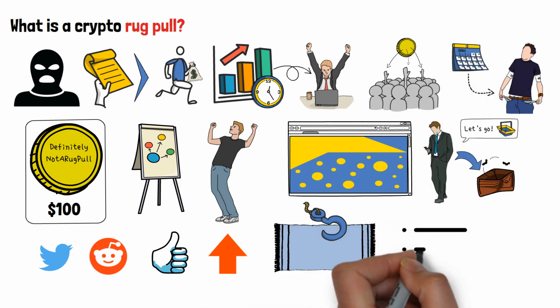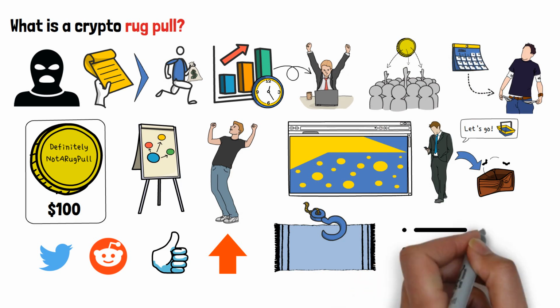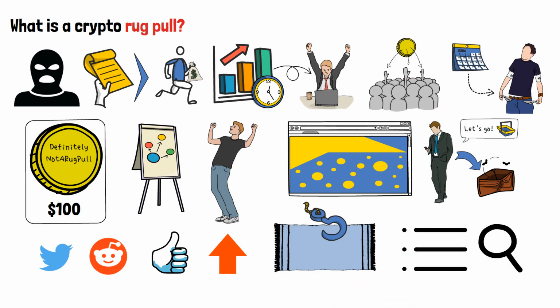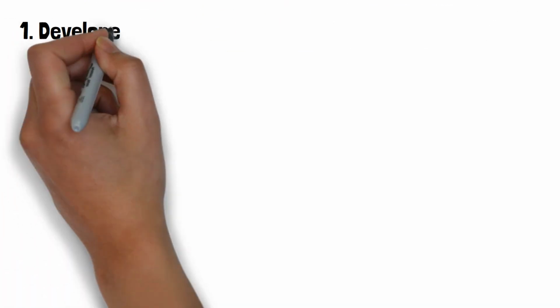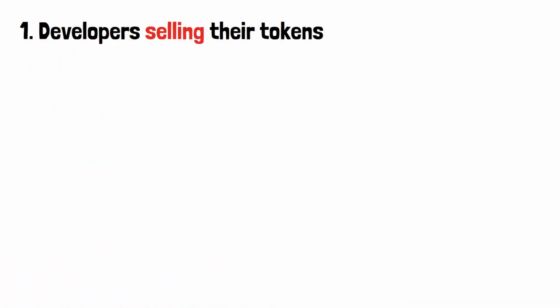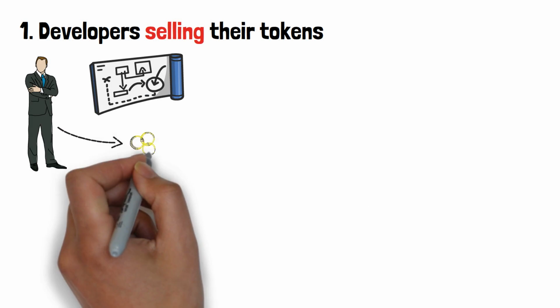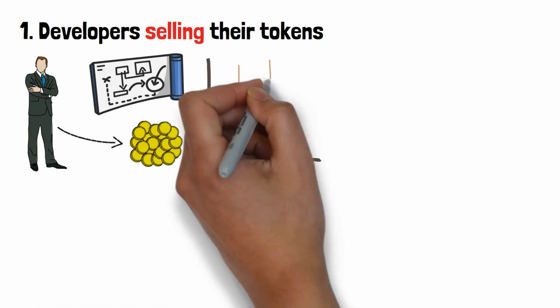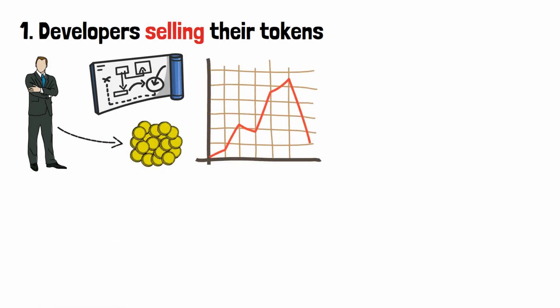There are actually a few ways of how this would look like, so let's explore the most popular methods of rug pulling, shall we? Undoubtedly, the most common method of how rug pulls are executed is by developers or companies behind the project dumping their own tokens into the market, thus crashing the price of the token. Allow me to elaborate on this.